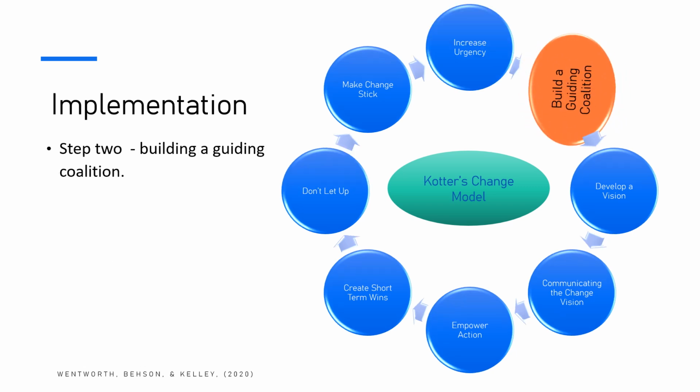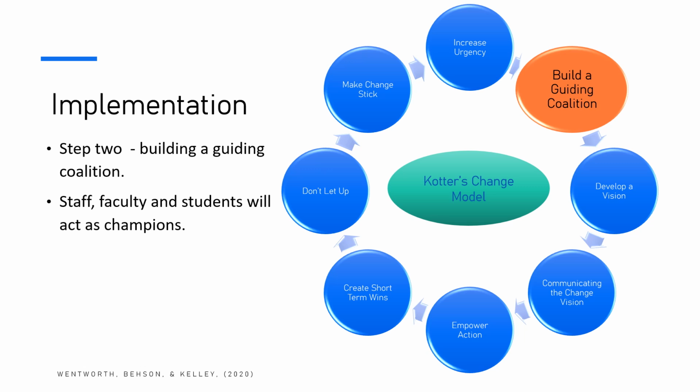Step 2 of Kotter's change model works around building a guiding coalition. In addition to the change agents from SCTL and ITS, additional staff, faculty, and students will act as champions and will be included to support the adoption of the new LMS.